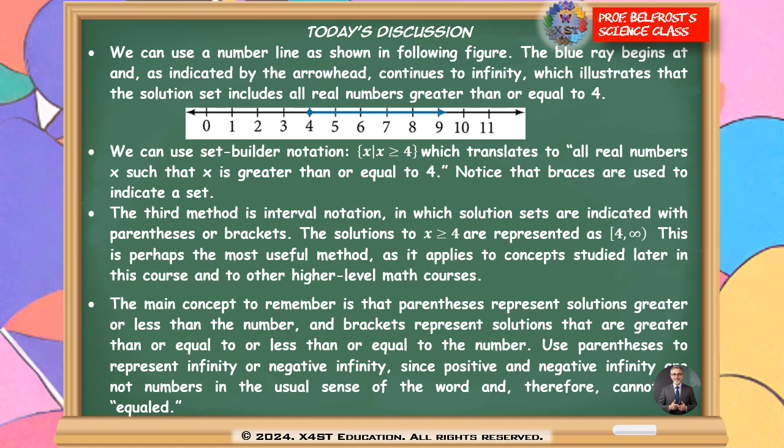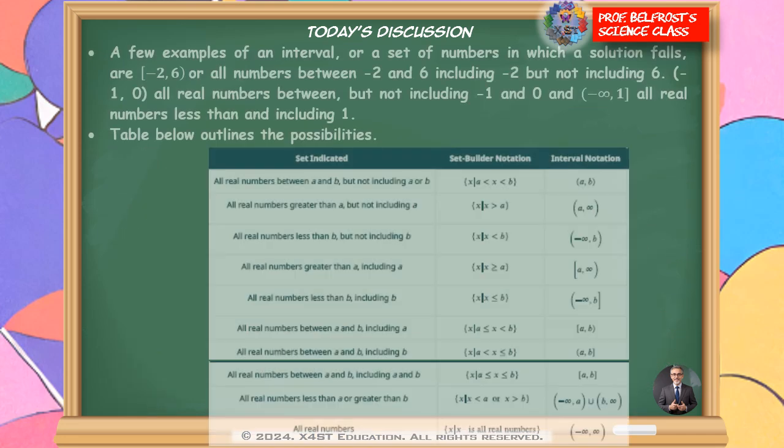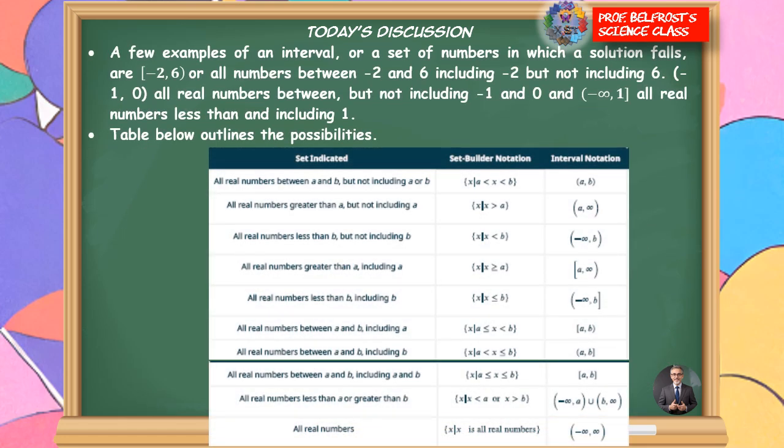The main concept to remember is that a parenthesis represents a solution greater than or less than the number, and a bracket represents a solution that is greater than or equal to, or less than or equal to, the number. Also, for infinity and negative infinity, we use parentheses and never brackets. So here is the summary. I want you to investigate by yourself.